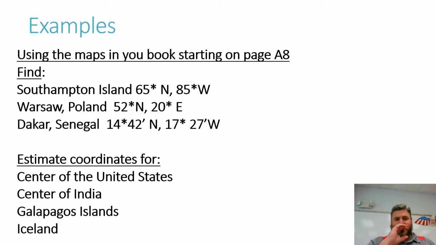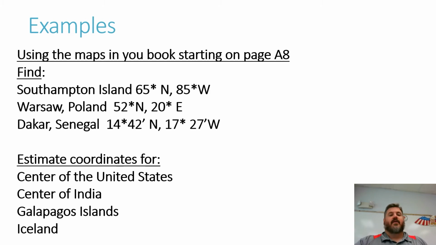So here are some examples using a map in your book, starting on page 8A. We're going to try to use latitude and longitude. These are just some examples: Southampton Island, Warsaw, Poland, and Dakar, Senegal. You can locate those using the maps in your book, starting on 8A, where you see a world map and then maps of the different regions.